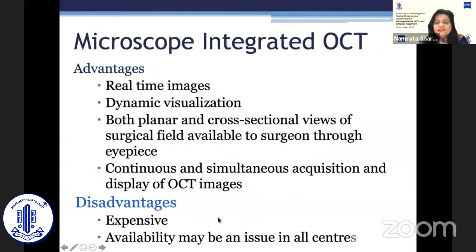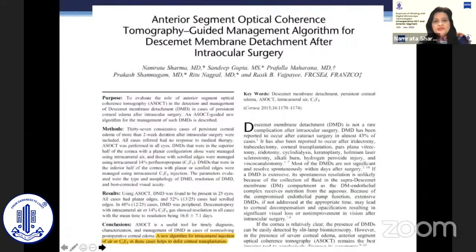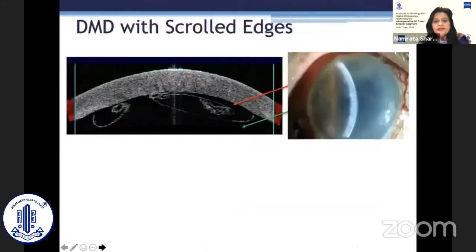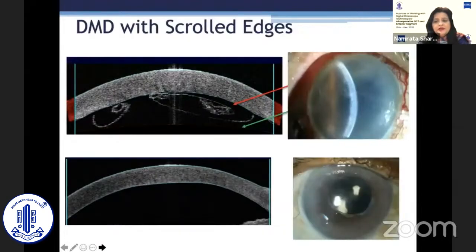The advantage, I think, has been very nicely highlighted by Zai: real-time images and dynamic visualization, both planar and cross-sectional, can be seen. The only flip side is that it is expensive and it may not be available at all the centers.